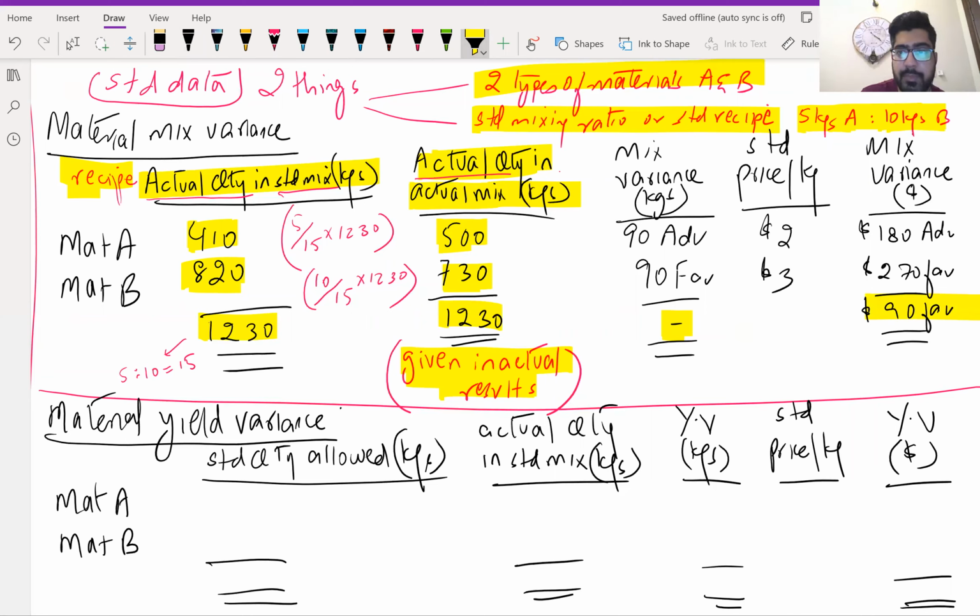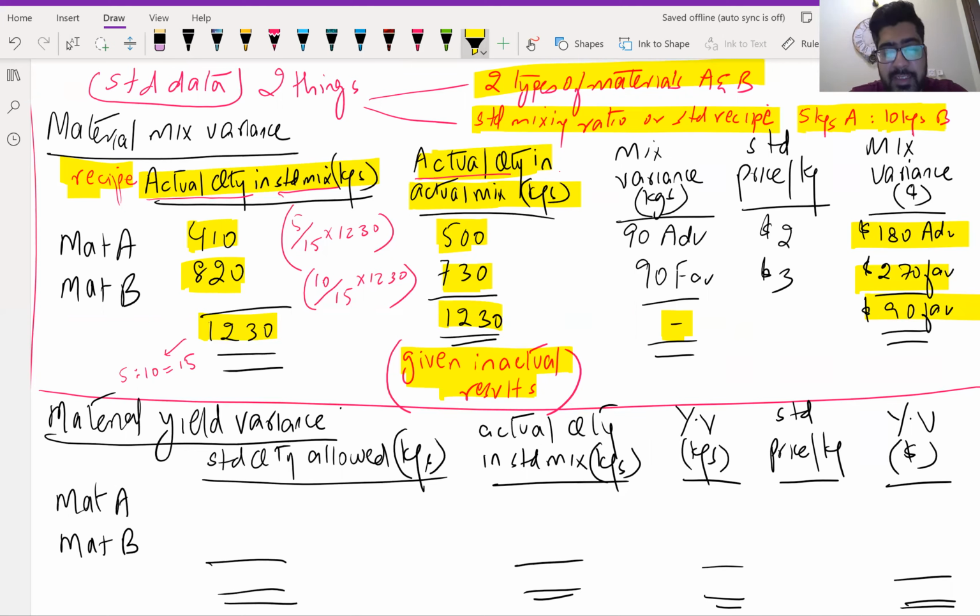You are done with material mix variance. Okay, so always remember only the first 2 columns are important. Actual quantity, actual mix is given. What you have input, 500A, 730B, always given, 1,230. Copy the same. Apply the standard mixing ratio 5:10. It's 15, 5 over 15, 10 over 15. That's it. So recipe stated, standard mix stated, A 410.